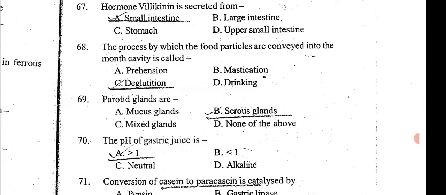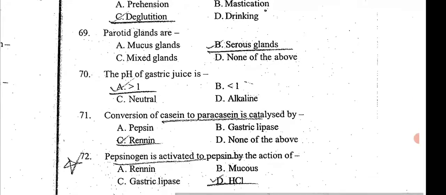Food is held as prehension, and it is entered into the mouth as deglutition. Parotid glands are serous glands. The type of parotid gland is serous, and the pH of gastric juice is more than 1.